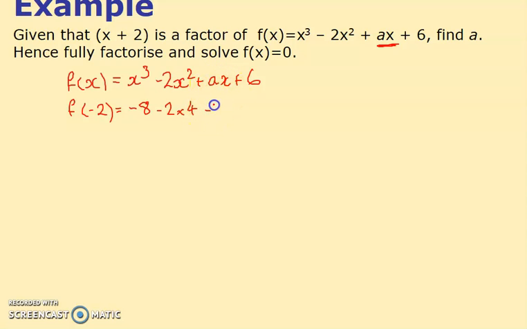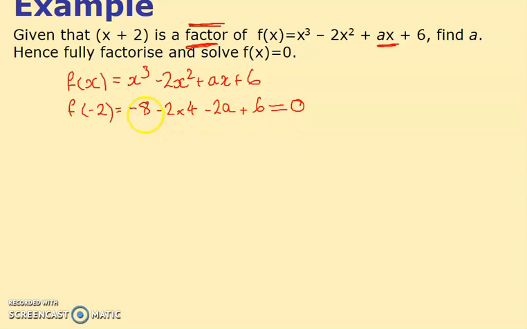So that's like minus 2a x plus 6. And the thing I was saying is, it is a factor. So when I substitute minus 2 in, the answer must be 0 because of that. That's the key. It's a factor, therefore I put the number in, change the sign, I'll get 0.